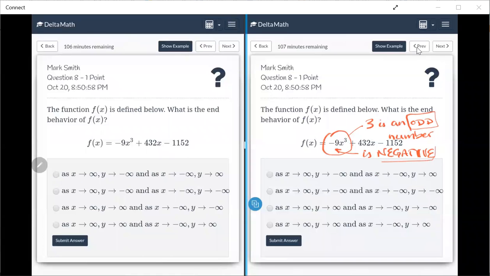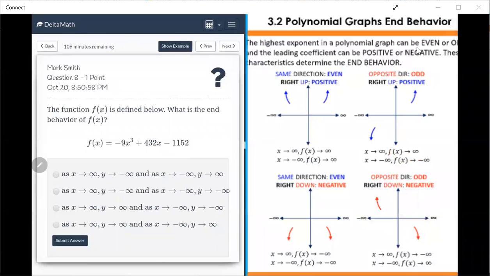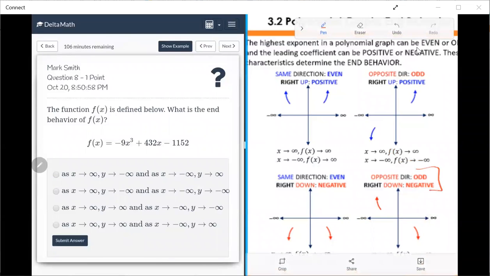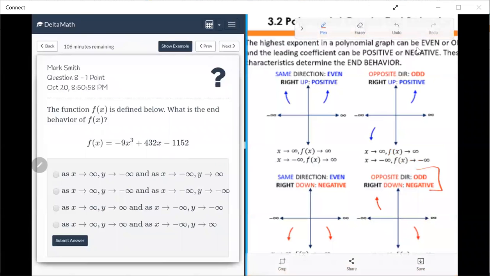So we are looking for odd and negative. We come over, and here we find odd and negative. And so those are going to be your answers right there. I can't stress enough that you need to use these helpful notes. And again, you can find them in the October 16th session.